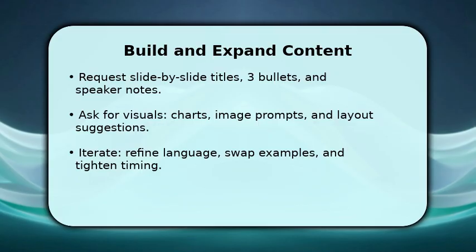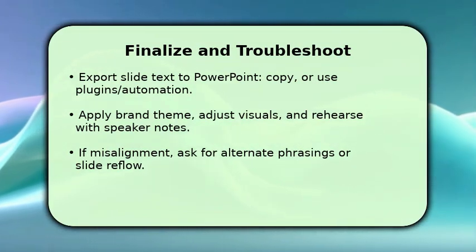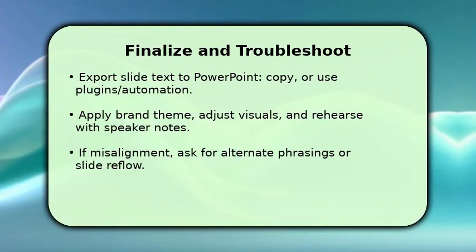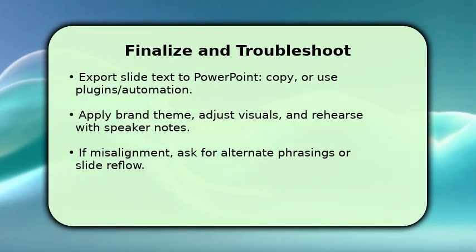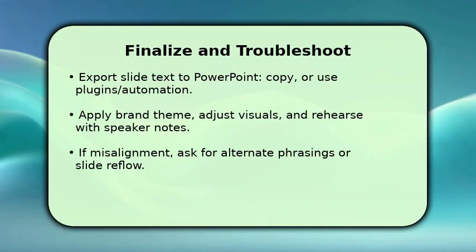You finish by exporting slide content into PowerPoint or using an automation plugin. Paste titles, bullets, and speaker notes into your template. Then apply brand colors, replace image prompts with chosen visuals, and preview transitions to confirm pacing. Rehearse out loud and edit any timing issues.